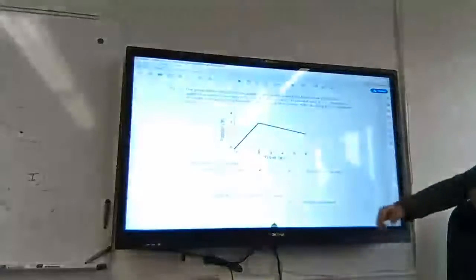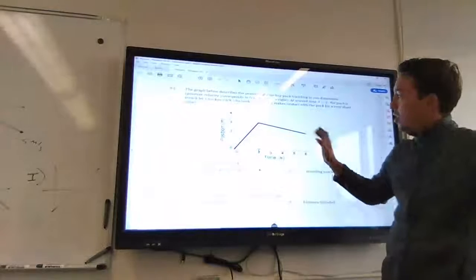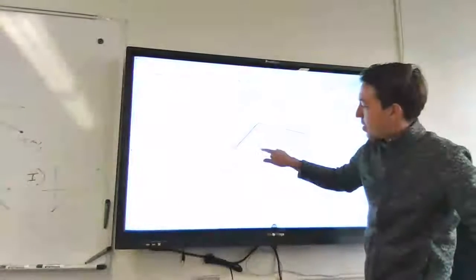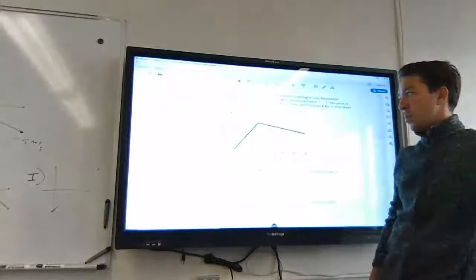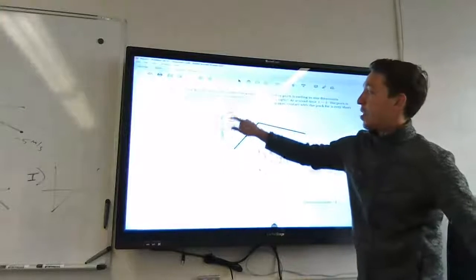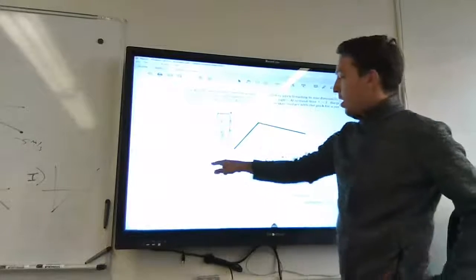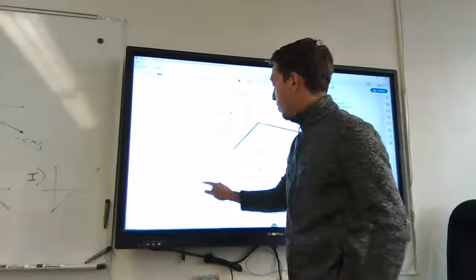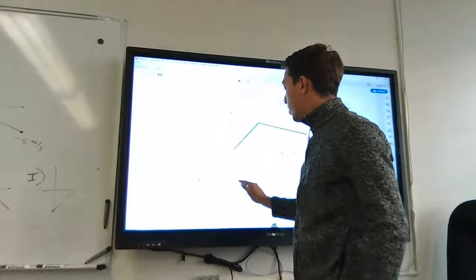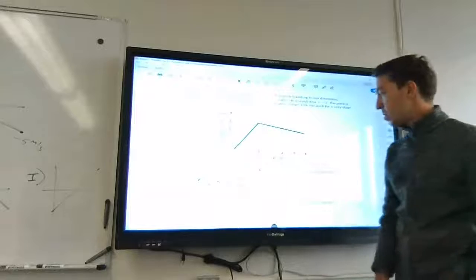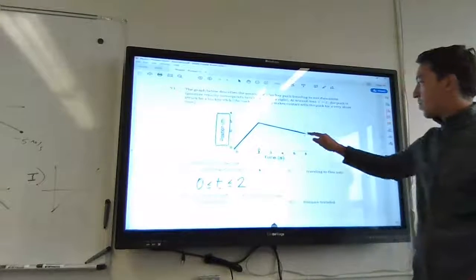So anyway, interpreting this graph, what's happening between time 0 and time 2? The hockey puck is traveling to the right. Okay, so on what interval is the puck traveling to the right? Well, between time 0 and time 2. How about traveling to the left? 2 to 6.